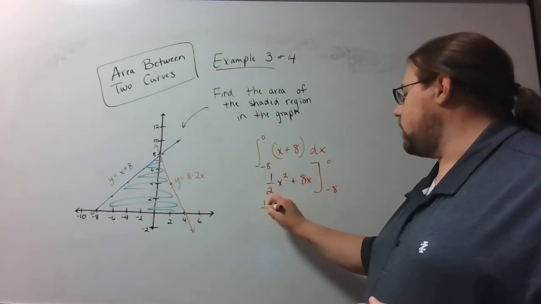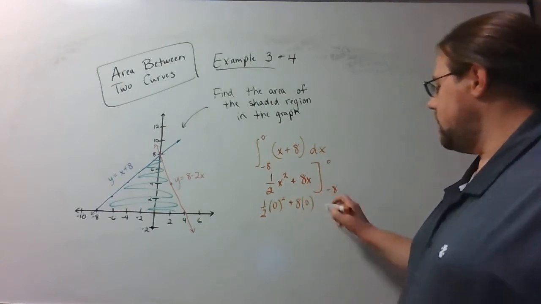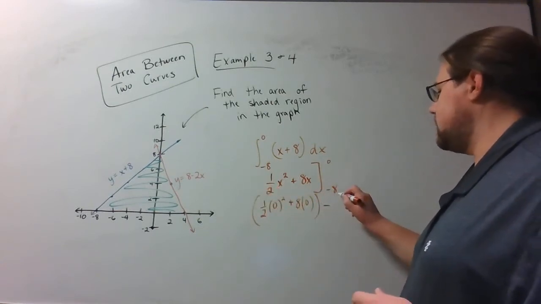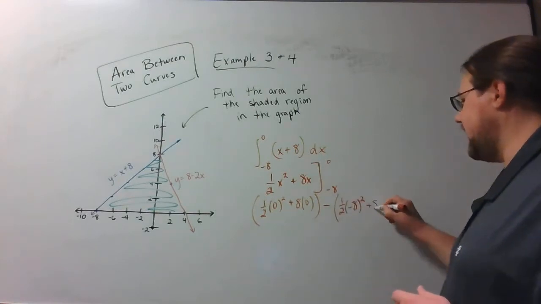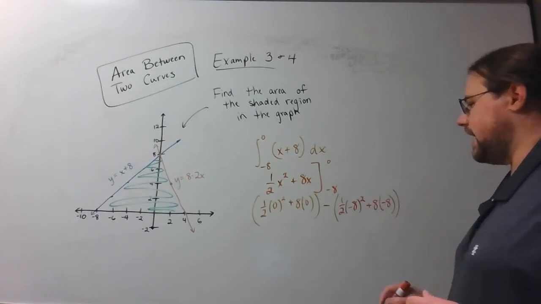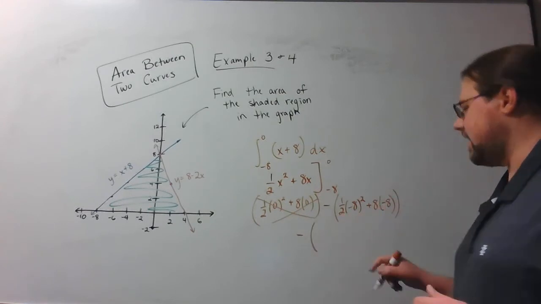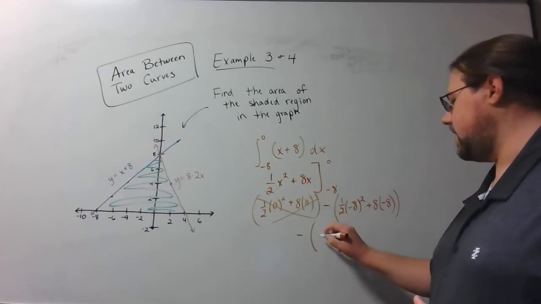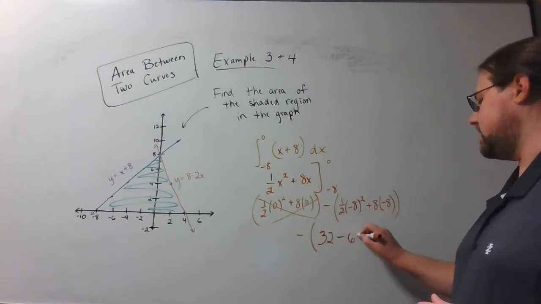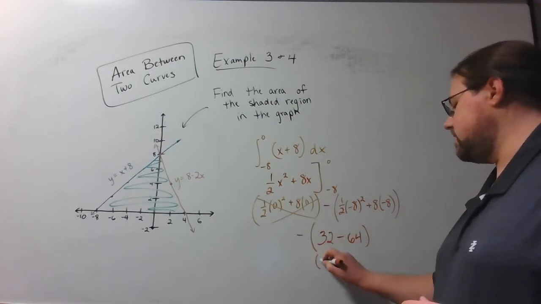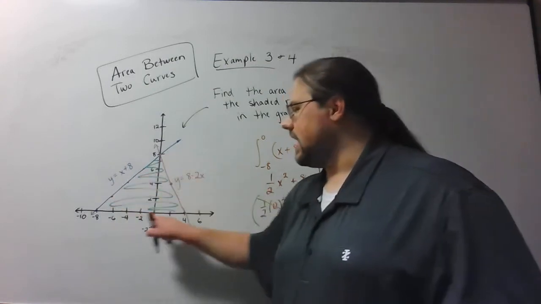And that's going to give me 1/2 of 0 squared plus 8 times 0. Then we're going to subtract 1/2 of -8 squared plus 8 times -8. Okay, so the first part goes to 0. And this is going to be negative 1/2 of -8 squared. -8 squared is 64, so positive 32, and that's going to be negative 64. 32 minus 64 gives me negative 32, and we already had that negative out front. So my answer for this part of the area is 32.